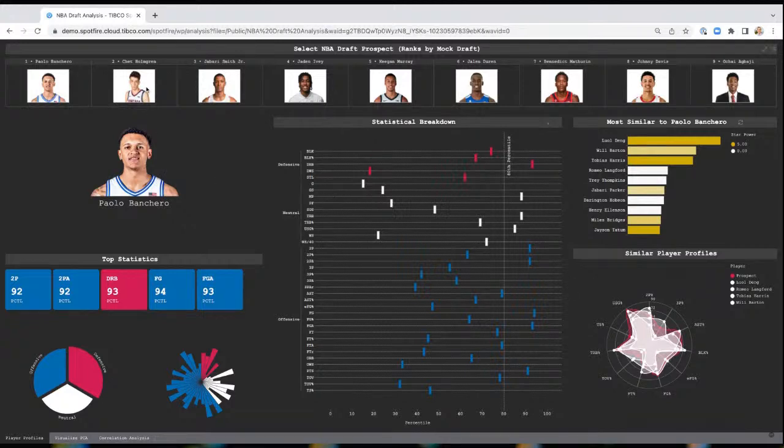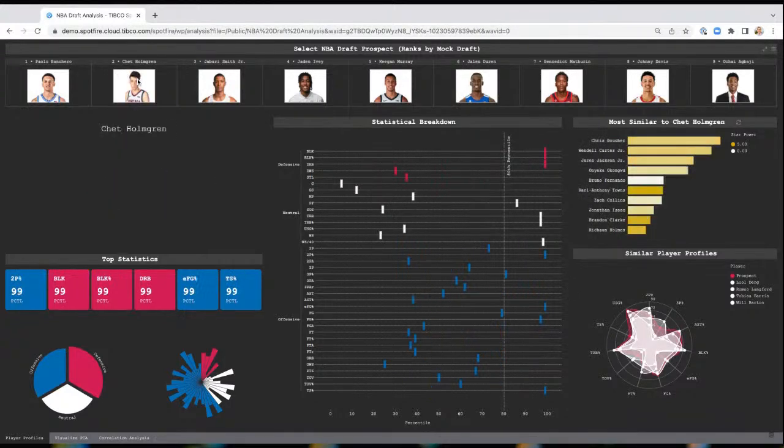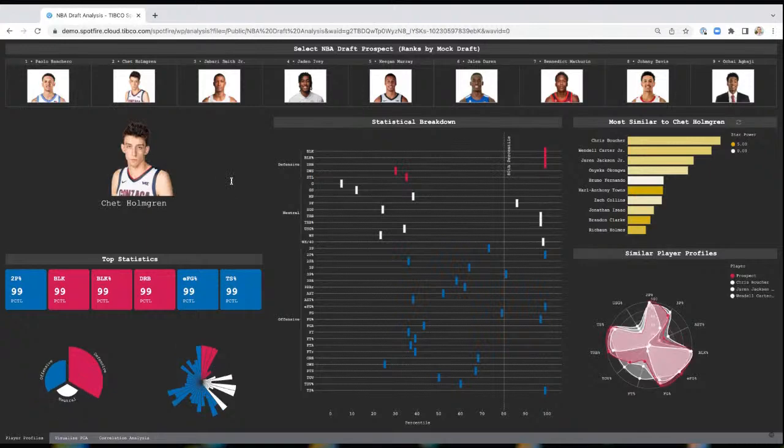But if I move on to the next player, which in this case is Chet Holmgren, we can see how the rest of the dashboard changes. We see immediately his top statistics. He's 99th percentile in many, many statistics. He was very good in college. He's very good at blocking. He's very tall and lanky, so he has a very good defensive game, which we see with this rose chart, which is also a Spotfire mod. And the thing to point out here is that the top right also has a lot of gold.